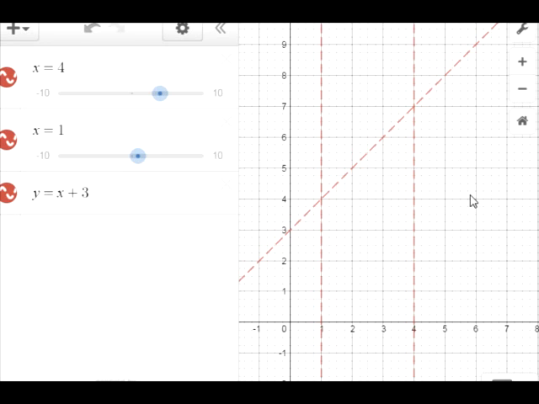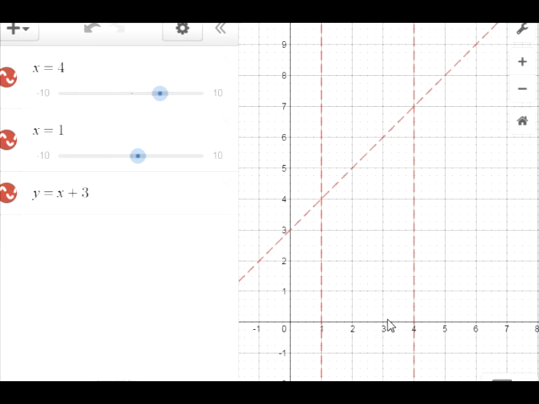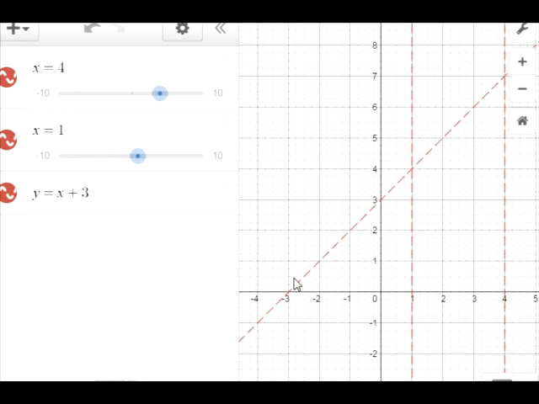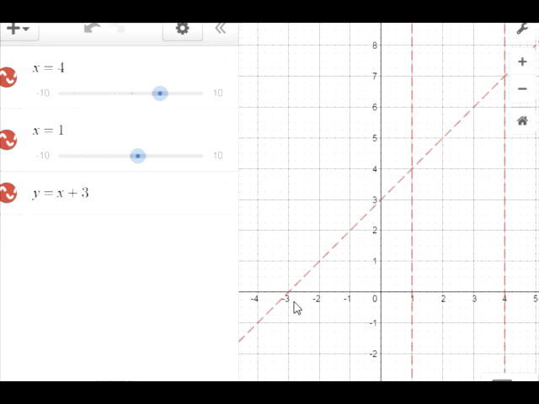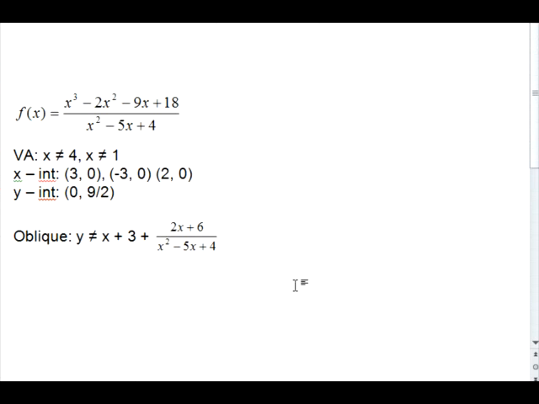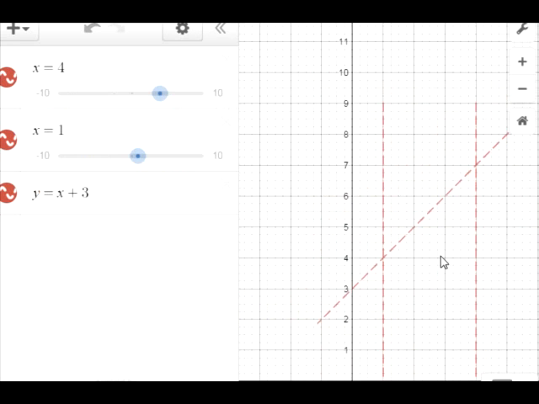Then I would plot my points if this is me graphing. So I would have a point at 3, 0, which is down here. I have another point at negative 3, 0, which is over here, and I have another point at 2, 0, which is here. Okay, so let's go for the actual graph and see what it's going to look like.